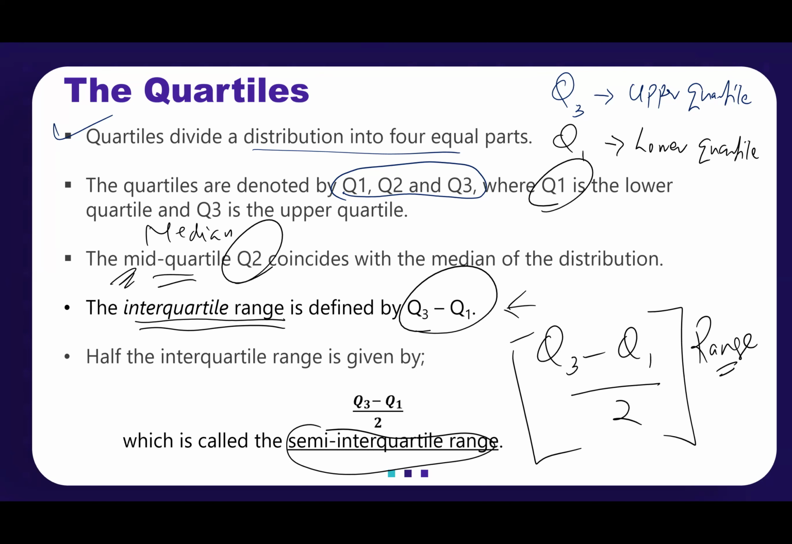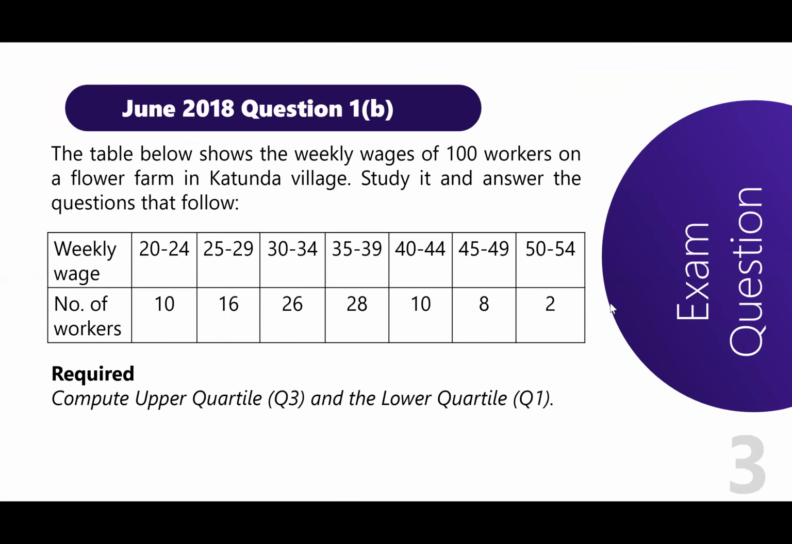All right. Let us make use of June 2018 question 1 part B as our activity example to support the discussion on the quartiles. I'm going to give you some 2 minutes to take a picture, a screenshot.